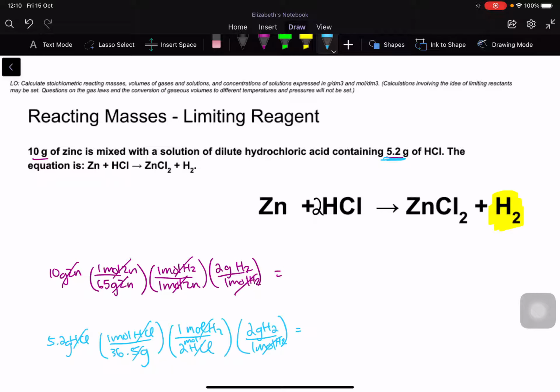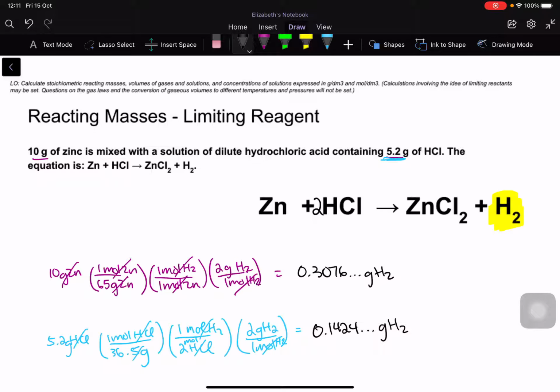So we can do this in our calculator. 10 times 1 times 1 times 2 divided by 65 divided by 1 divided by 1. And here I get 0.3076 blah, blah, blah grams of H2. And then 5.2 times 1 times 1 times 2 divided by 36.5 divided by 2. And here I get 0.1424 blah, blah, blah grams of H2.